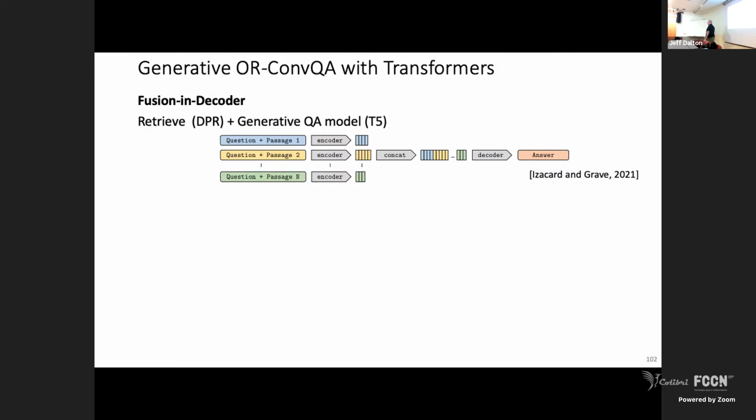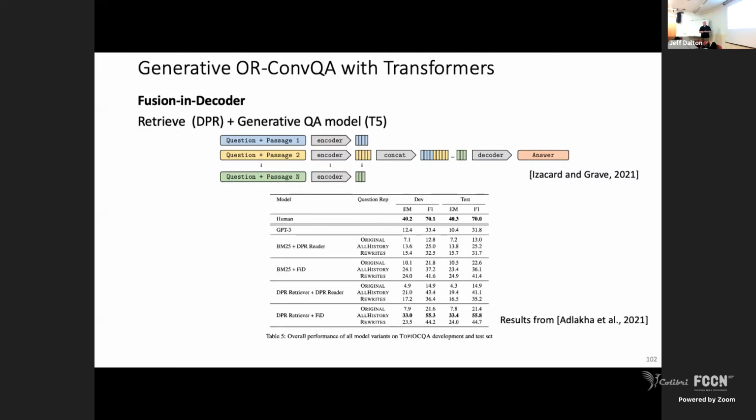And because you're doing that, you can get around the length restrictions. So you could use hundreds or possibly much longer passages and much longer context. The same thing could be applied to conversations or long conversational history. This is what they do. This is some recent work that just came out. This is TopiOCQA, a state-of-the-art conversational QA dataset, and results. These are the baselines. They have GPT-3 here, getting 31 F1 on the test set. Humans getting 70, which is interesting.